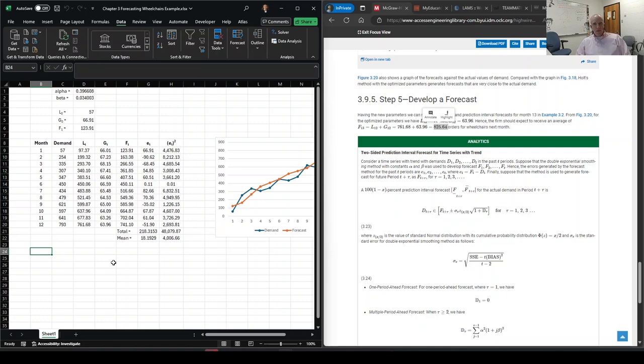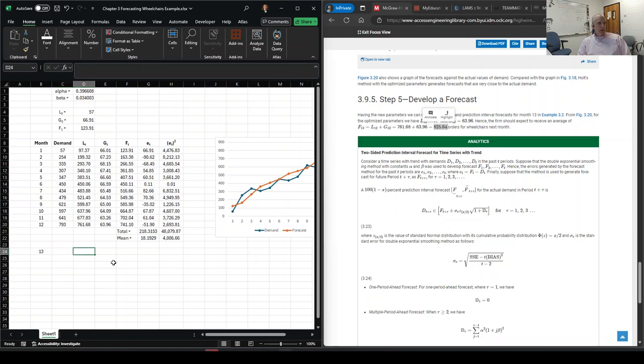We'll do a week 13. And we don't know what the demand is yet, but we're trying to calculate the forecast. The forecast is going to be the previous period's level demand plus the growth. And that's going to be 825. Mine says .65. I think that's a little bit of rounding. My alpha and beta have many more digits than I think what they're using to calculate this 825.64. So there's a little bit of rounding off at the 100th decimal.